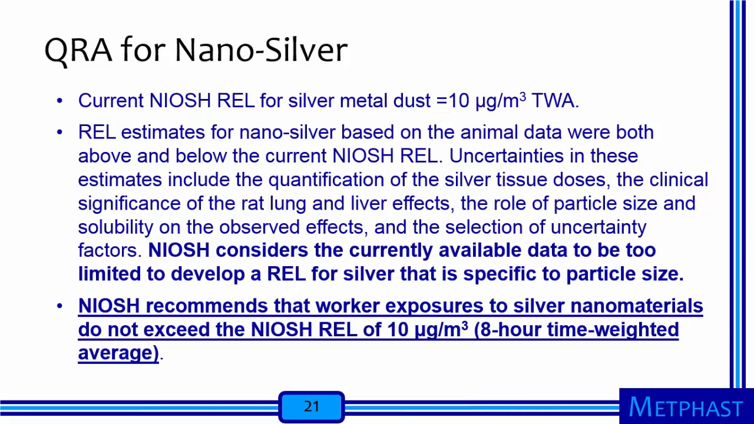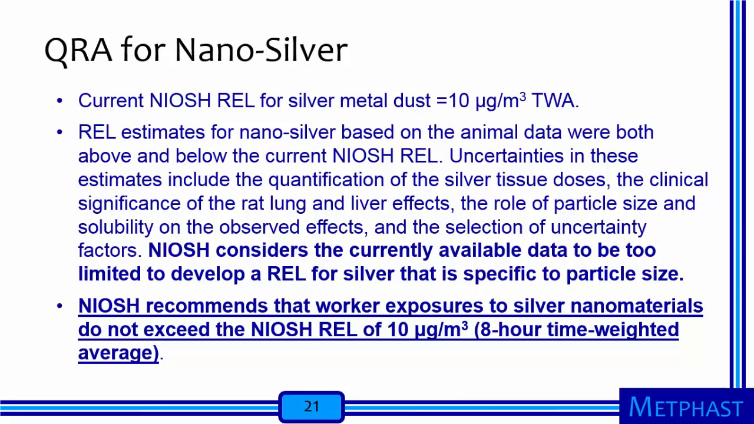Now, the current NIOSH recommended exposure limit for silver metal dust is 10 micrograms per cubic meter TWA as total dust. The recommended exposure limit estimates for nanosilver based on the animal data were both above and below the current NIOSH REL. The uncertainties in these estimates include the quantification of the silver tissue doses, the clinical significance of the rat lung and liver effects, the role of particle size and solubility on the observed effects, and the selection of uncertainty factors. NIOSH considers the currently available data to be too limited to develop a recommended exposure limit for silver that is specific to particle size.